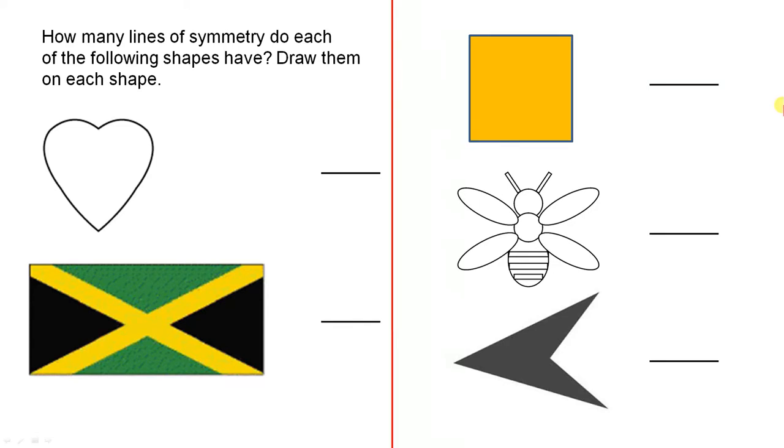Now here, how many lines of symmetry do each of the following shapes have? Draw them on each shape. Where the lines are, you just put a number to tell us how many lines of symmetry there are for each shape, and then draw the lines of symmetry on each of the shapes. I'll just leave that for a little while before I move on.